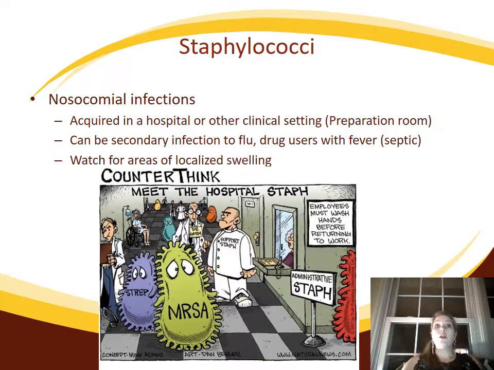Then we have what are called nosocomial infections. And nosocomial infections are infections that are received from the environment around you, generally a clinical setting. This can refer to hospitals, or it can refer to your preparation room, okay? Nosocomial infections can be secondary infections from flu, individuals that were drug users, individuals with fever. So if you watch for areas of localized swelling, those are areas that you can be susceptible to nosocomial infections.